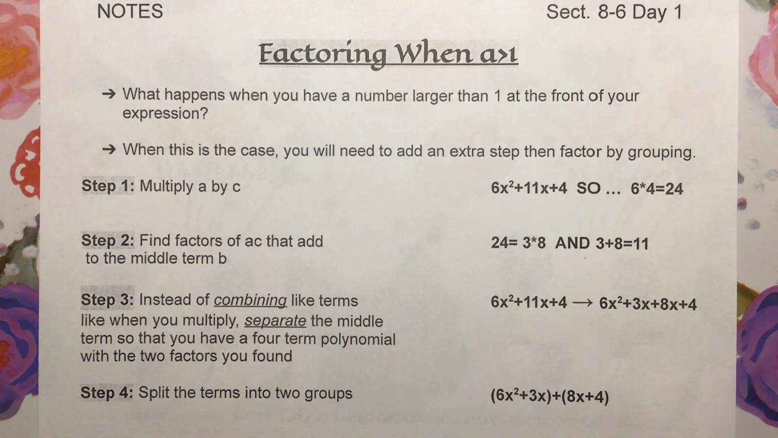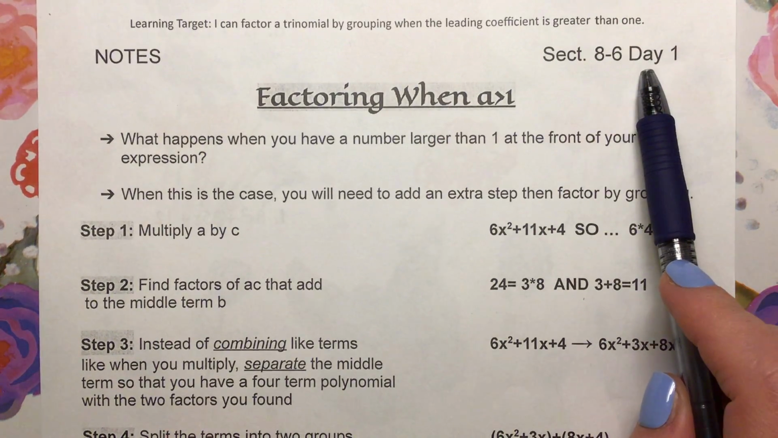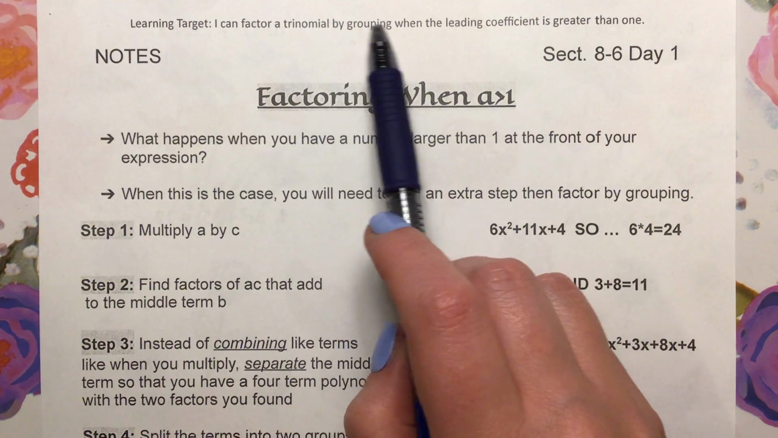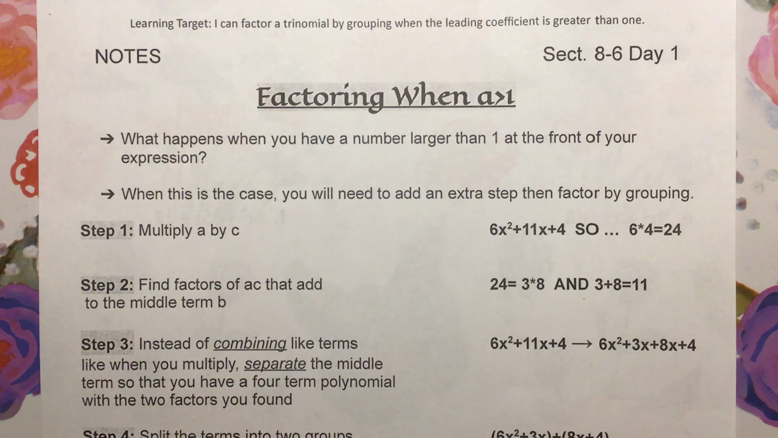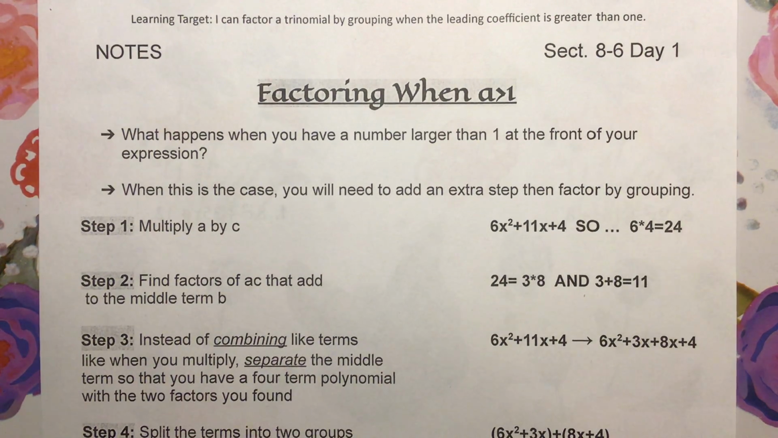We are continuing in Chapter 8, and we are in Section 8-6, Day 1. What I'd like for you to be able to do by the end of this lesson is to factor a trinomial by grouping when the leading coefficient is greater than 1. So we're going to be talking about a new type of problem where there's going to be something different about this. What happens when that expression that we have begins with something other than 1?